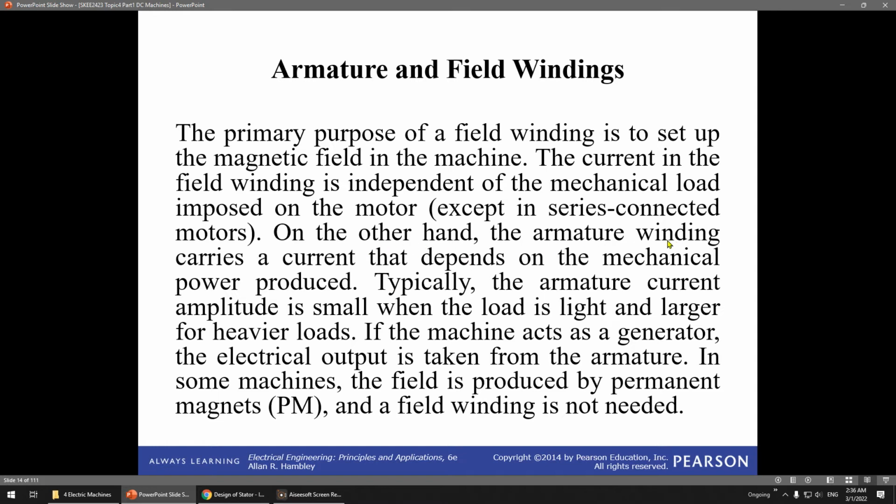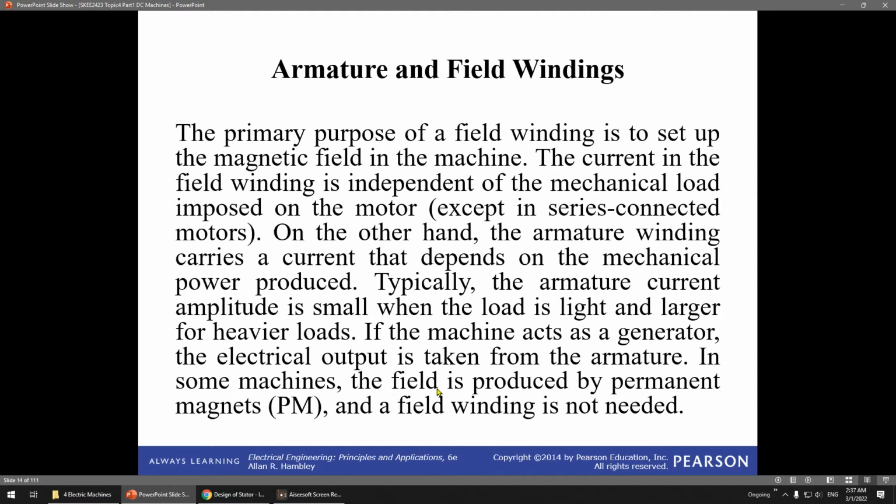On the other hand, the armature winding carries the load current. Typically the armature current amplitude is small when the load is light and larger when the load is heavy. So for armature current, the larger the load, the higher the current. If the machine acts as a generator, the electrical power output is taken from the armature.